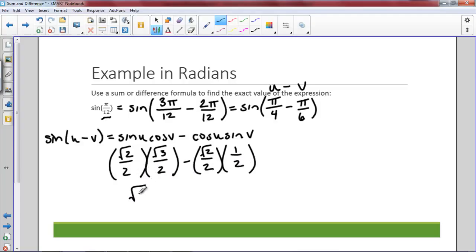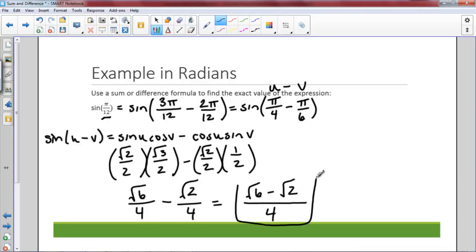Multiplying these two together, I get root 6 over 4 minus root 2 over 4. I can combine my numerator since my denominator is the same. Root 6 minus root 2 all over 4, and that's my final answer.